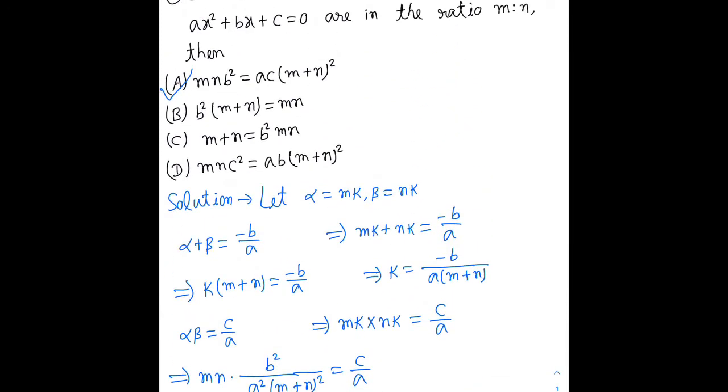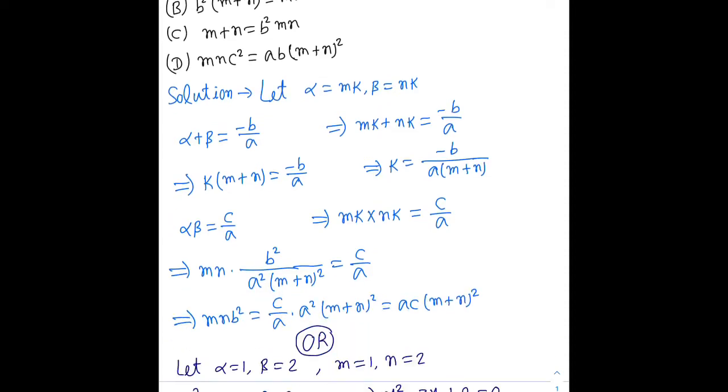Usually we should also put the values in the other options. Suppose two options or more than two options are satisfying, then what do we need to do? If we do it by the trial and error method, then we need to substitute another set of values. So this is the method.